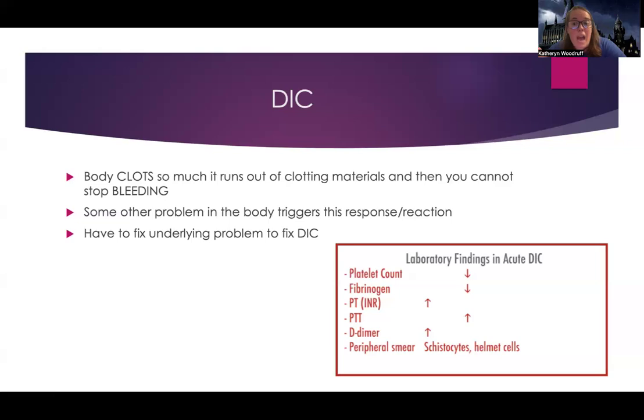So those are going to be high because remember, I'm low on my clotting materials because I've made too many clots, but I'm high in the amount of time it takes to make a clot because I've used up all my materials. So I have not a lot of clotting materials, a whole lot of chance of bleeding. Then you're also going to have a D dimer elevated, because a D dimer is a sign that there are clots somewhere in the body. And remember, in the beginning of this process, I was doing a whole lot of clotting. So usually my D dimer is going to be elevated.